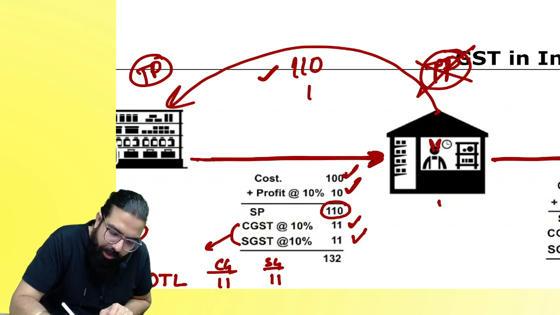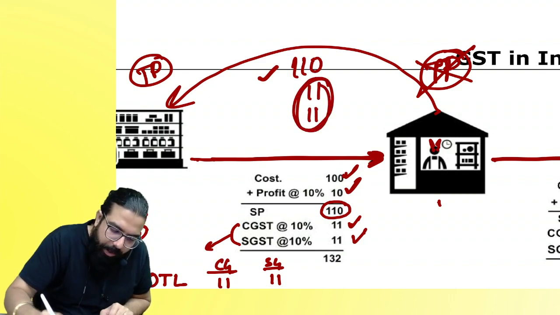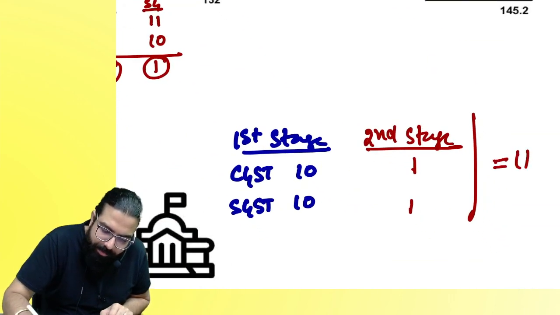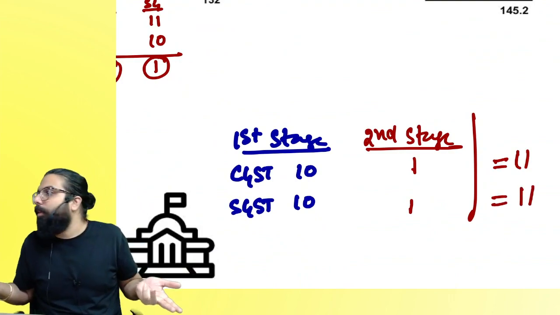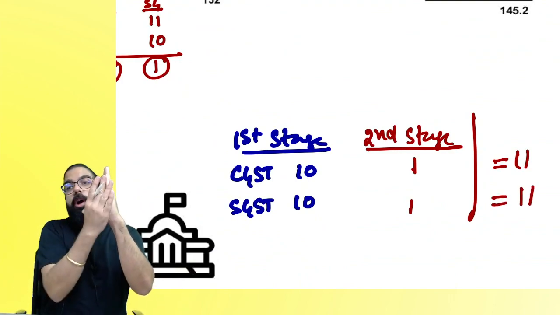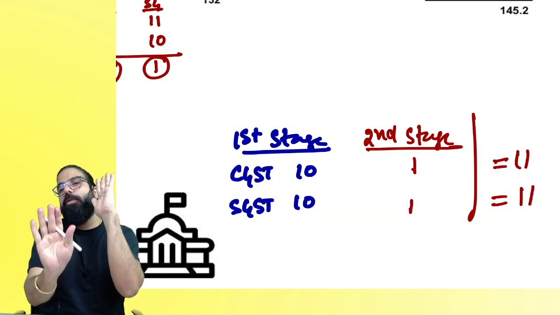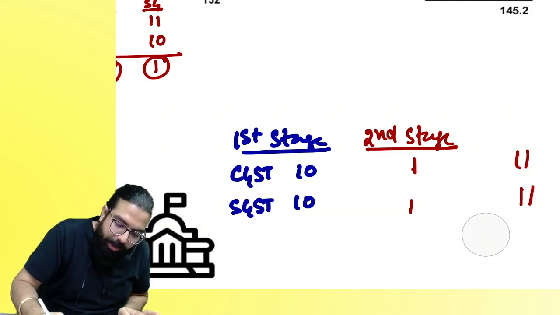110 rupees for the goods, 11 CGST and 11 SGST. How much did the government get? 11 CGST and 11 SGST. As the chain stops, the government's collection also stops. Okay, we will go ahead and continue it further.